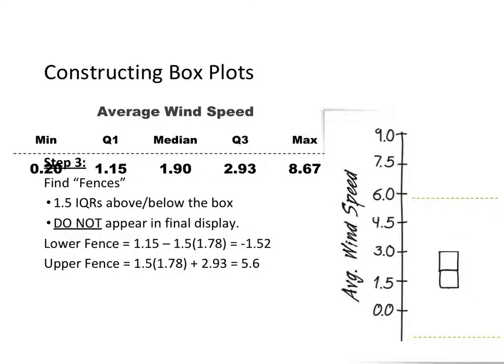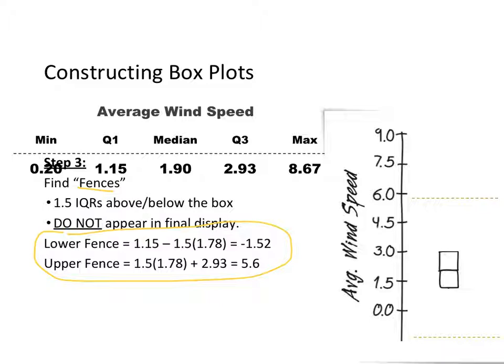Our third step is to find the fences. The fences are our outlier check. When you do a box plot for me on the upcoming formative and on the summative, I need to see that you've checked for outliers. Okay? They do not appear in the final display, which is why they are dashed.